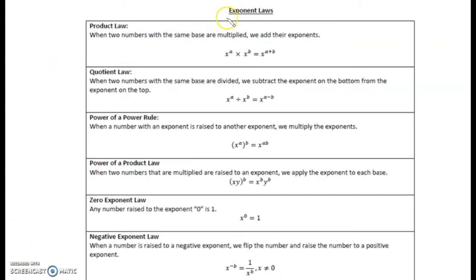Okay, I'm going to give you just an overview of all the exponent laws, and we've done these since grade 9. So product law: this is when two numbers of the same base, for example x and x, are multiplied. What happens with the exponents is we end up adding them. Quotient law is when we have two numbers, again with the same base, and they're divided. What we do is subtract them, and we always subtract numerator minus denominator, or the first one, so a minus b.